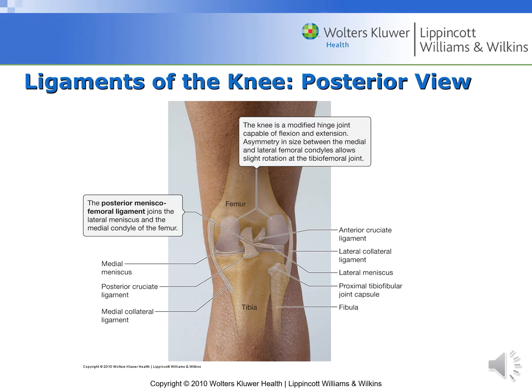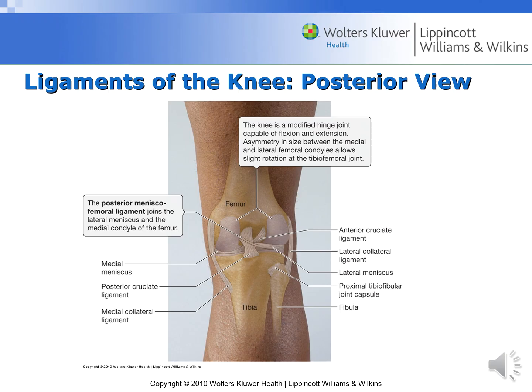Let's now take a look at the ligaments of the knee from a posterior view. The knee is a modified hinge joint capable of flexion and extension. Asymmetry in size between the medial and lateral femoral condyles allows slight rotation of the tibiofemoral joint.